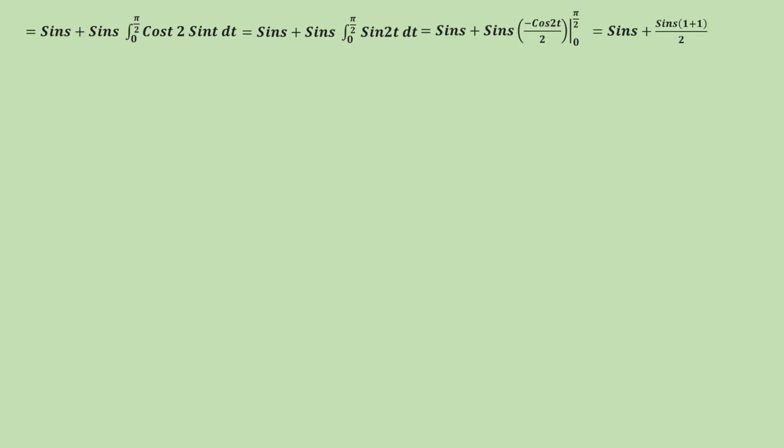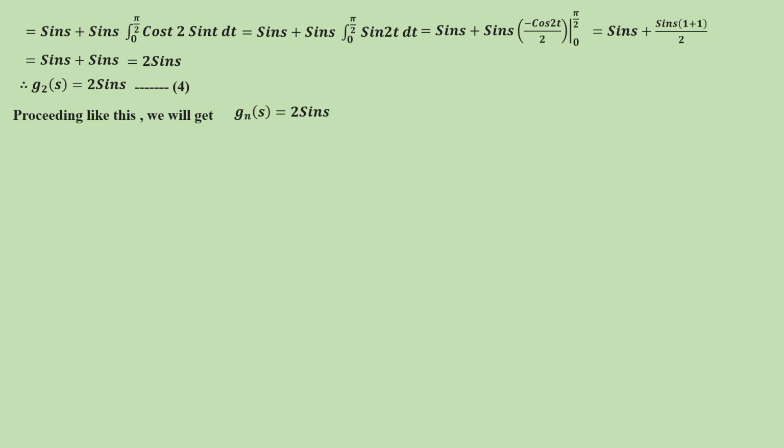So sin s plus sin s into, substituting the upper limit, minus cos 2 into pi by 2, cos pi, minus cos pi minus cos 0, right? Minus cos pi is minus 1, right? So you will get minus 1 minus 1, minus of minus 2, right? So you will get sin s into 2 by 2, right? So you will get sin s plus sin s, therefore 2 sin s. So g2 of s is 2 sin s, fourth equation.